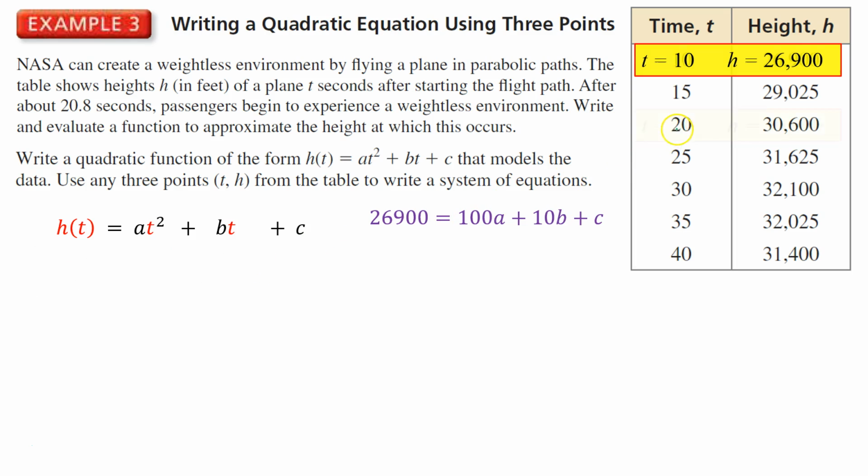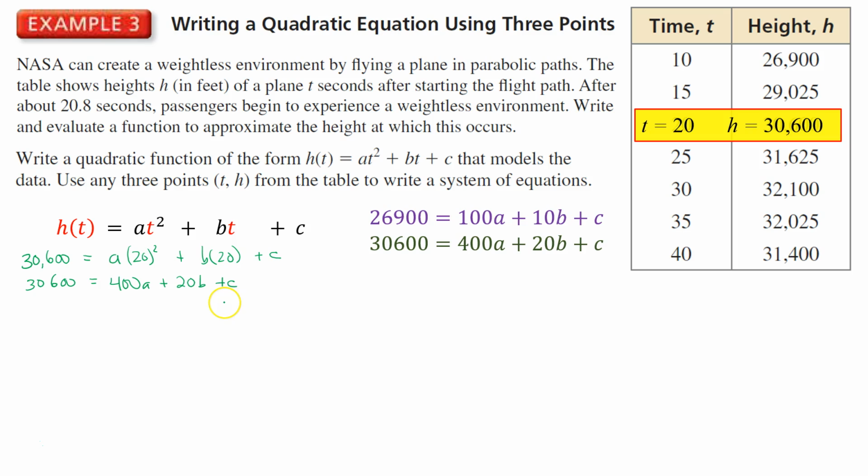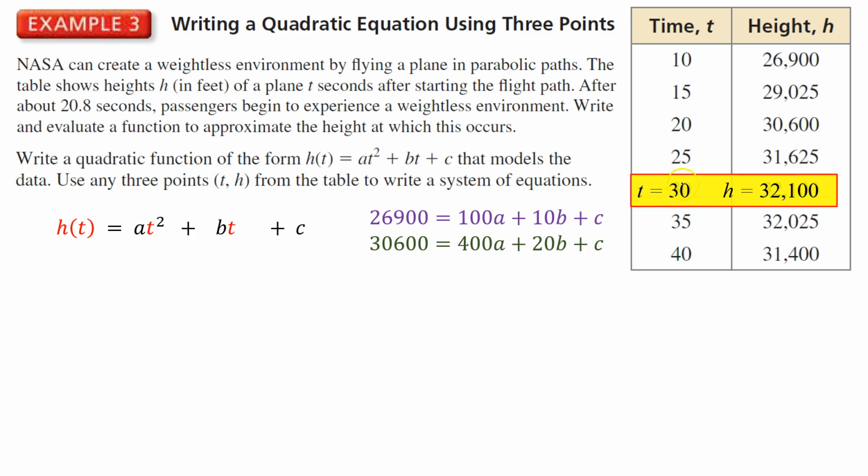And then we'll take a look at our next point. So h is 30,600. T is 20. So that gives us 30,600. 20 times 20 is 400. So 400a plus 20b plus c. There's our second equation. And then we can grab our third point to make our third equation.